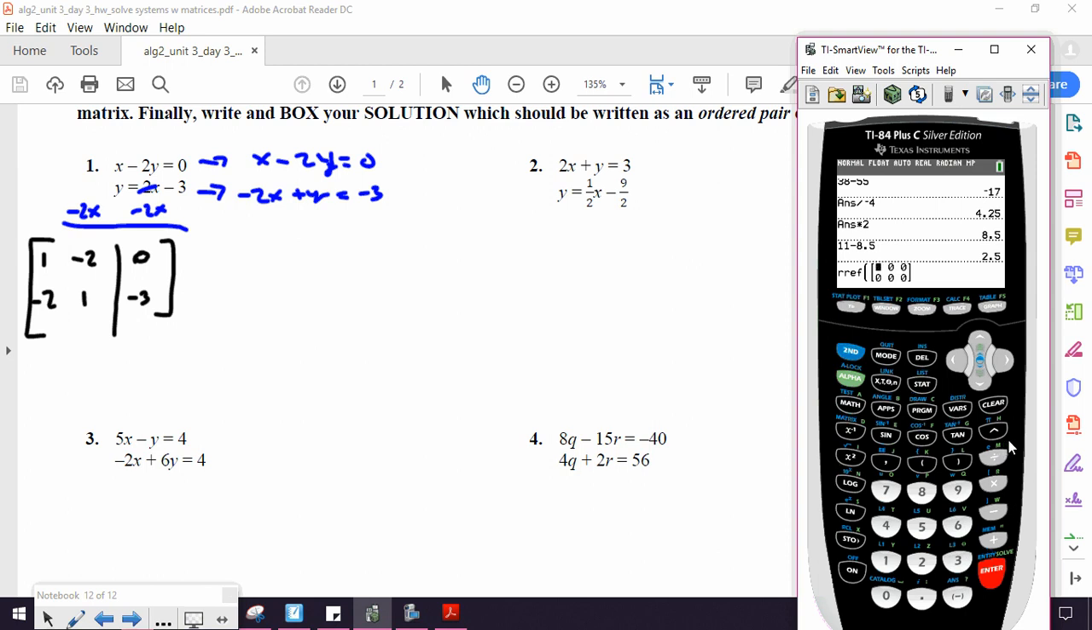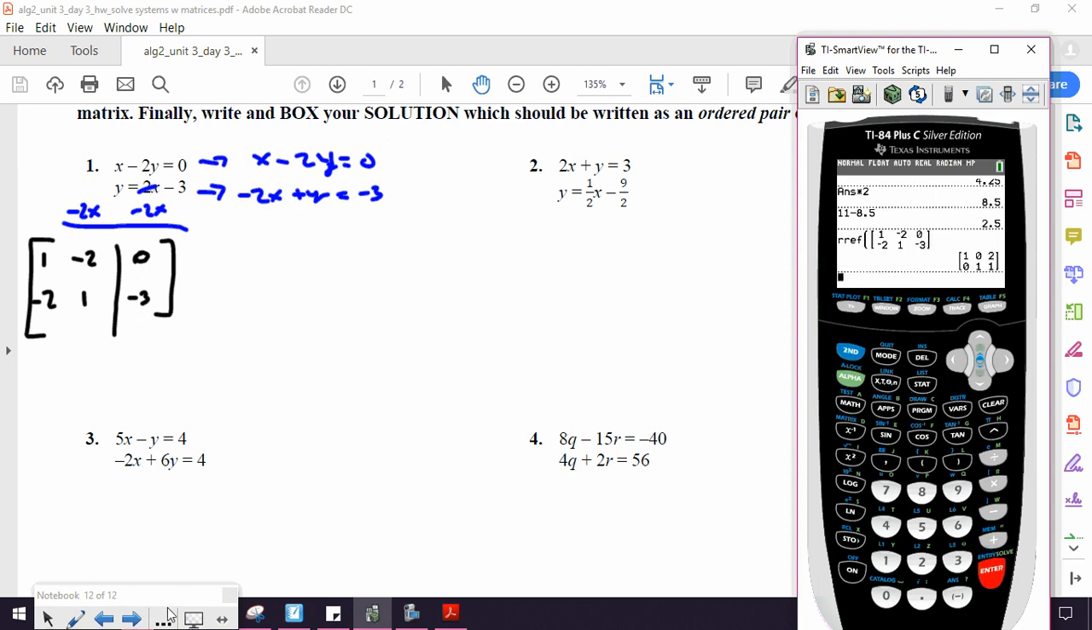Now we enter all of our elements, hitting the right arrow. So you can only do one row at a time. So 1, right, 2, sorry, negative 2. Make sure you hit negative 2, not minus 2. Then 0 is fine. Then we need negative 2 here for the first element, positive 1, and negative 3 for the third element. Double check to make sure that your calculator screen matches the same matrix you wrote down on paper. And then we can hit enter.